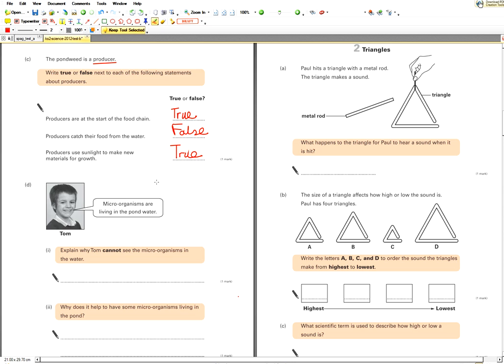Okay, let's look at question D. Here's Tom. Tom says microorganisms are living in the pond water. Explain why Tom cannot see the microorganisms in the water. That's a very easy answer. Because the microorganisms are too small.